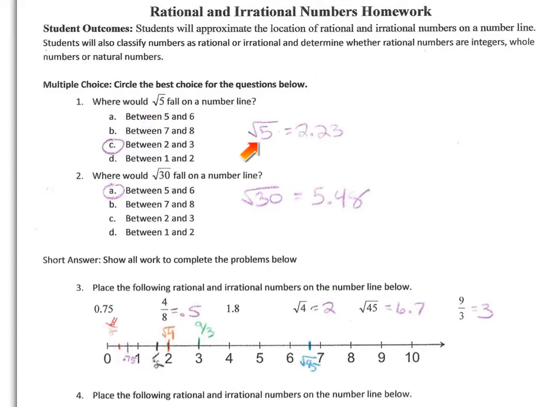Well, the way we figure it out is we type the square root of 5 in our calculator. The square root button is your second x squared button on the calculator, and then you just type a 5. And it gives you 2.23606. Well, when I round it, I just said 2.23. 2.23 is between 2 and 3, so radical 5 falls between 2 and 3 on the number line.